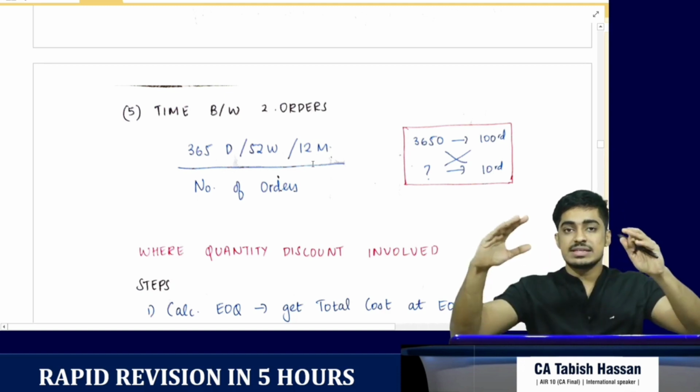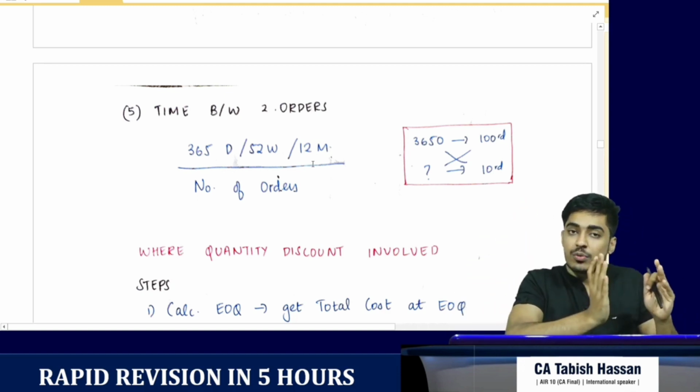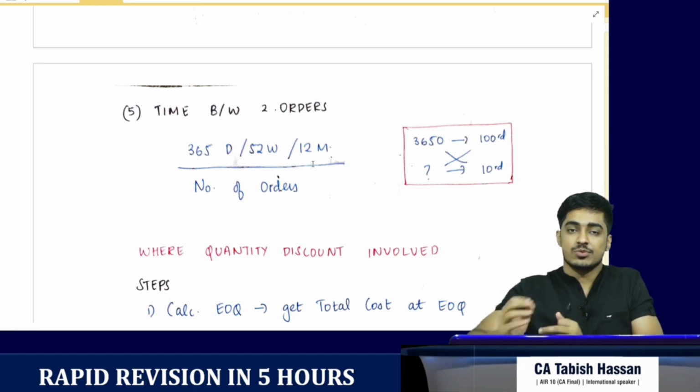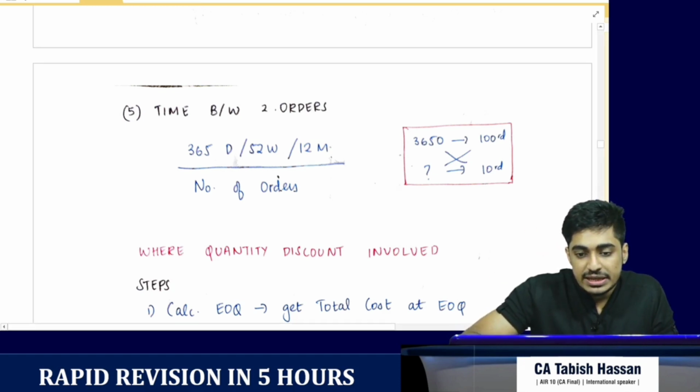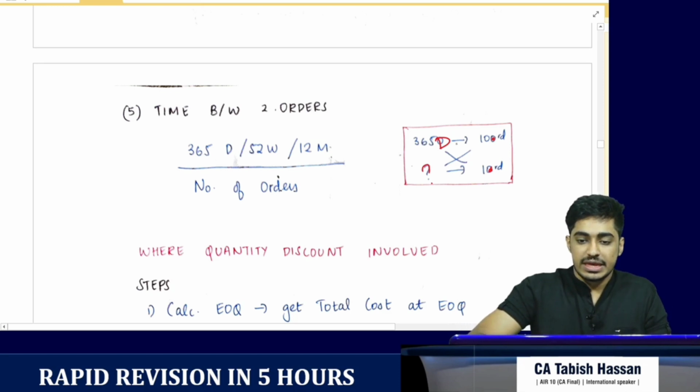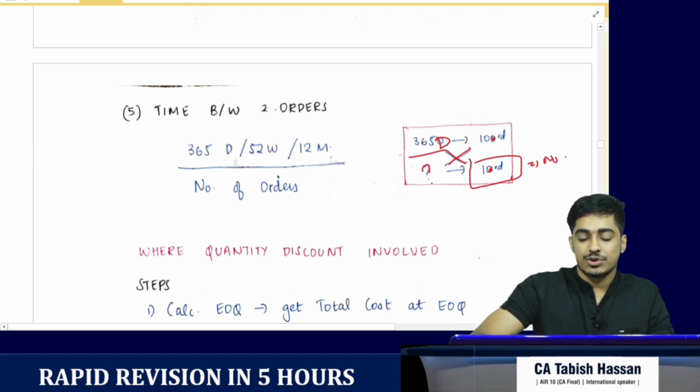It is the total demand, say 10 lakh is what I want, and order quantity is 1 lakh, so divided by 1 lakh, I'm placing 10 orders in a year. Say, so what does it mean? In 365 days, I'm placing 10 orders. So for one order, how many days? Again, a simple cross multiplication. It is 365 days divided by 10 orders. This is the number of orders.